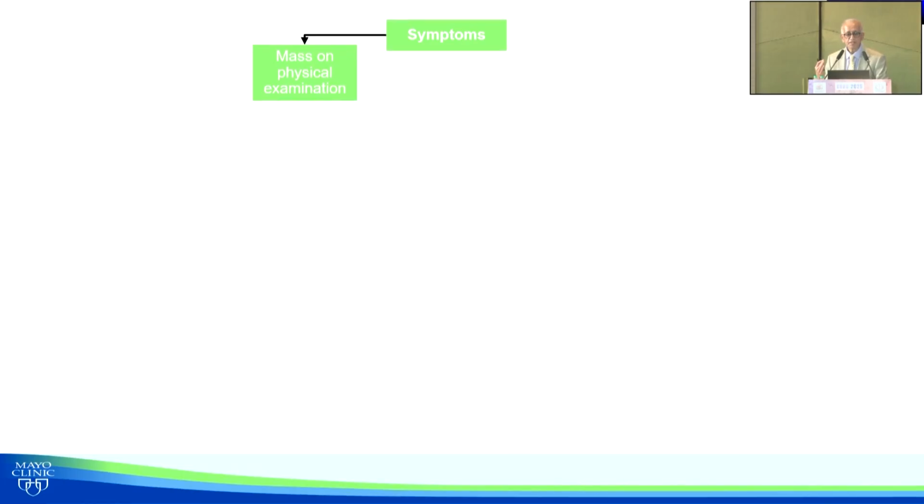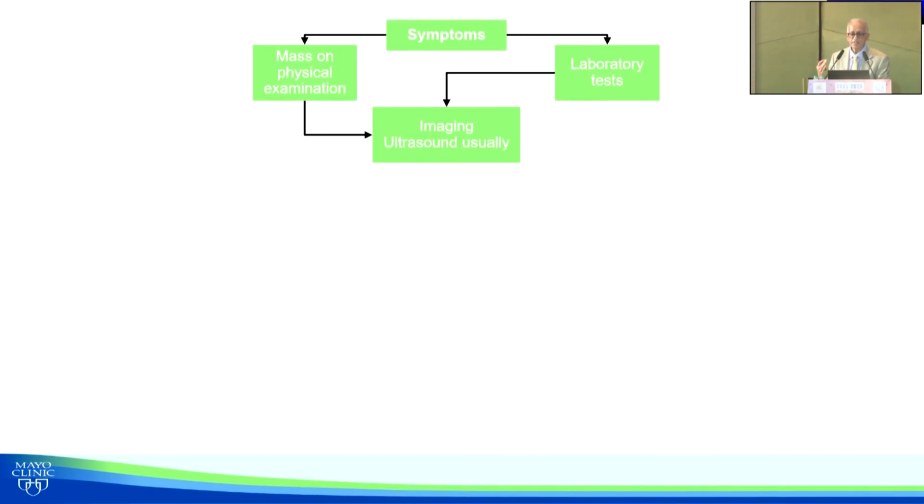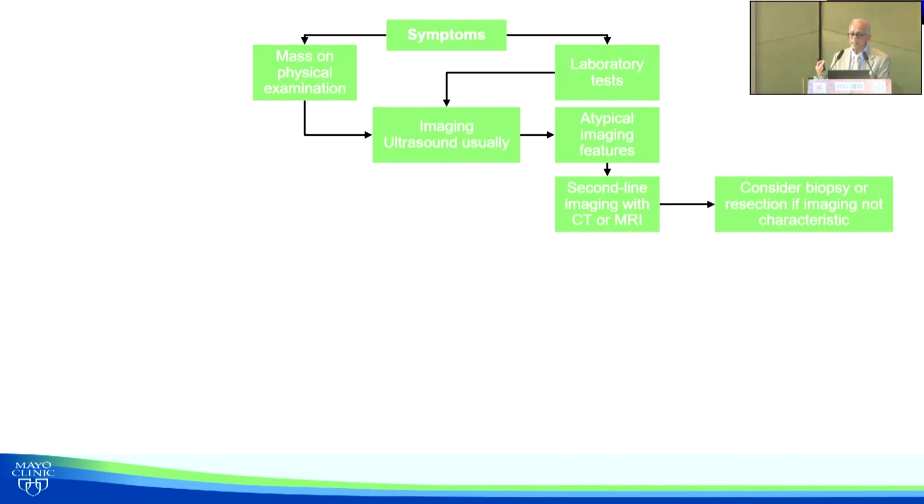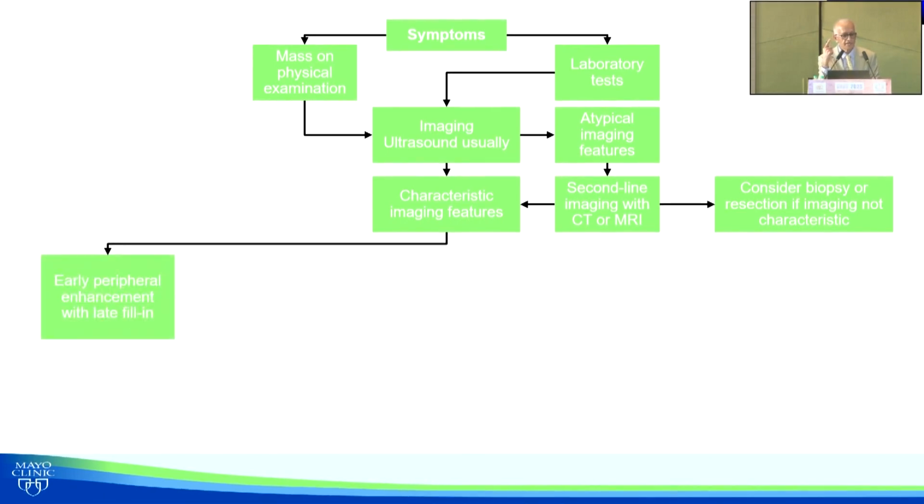So, patient has symptoms, mass on physical examination, and lab tests, imaging, ultrasound usually. So this is your approach. And if there are atypical features on imaging, you'll get a CT scan or an MRI, and you may consider biopsy. But if the imaging features are characteristic, we'll go one by one. So, early peripheral enhancement with late fill-in, diagnosis and treatment?